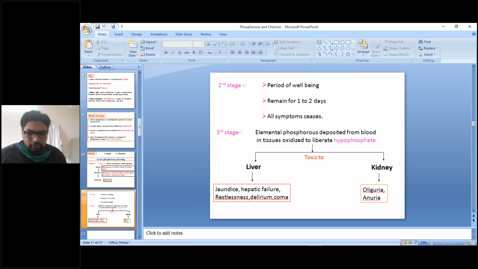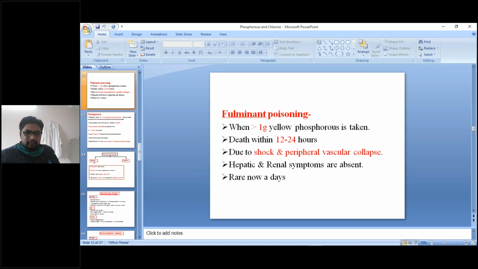Stage 1 has mostly GI symptoms: burning and intense thirst. We have vomiting, which is luminous in the dark, and then we have diarrhea. In stage 2, there is complete well-being and stoppage of symptoms, which lasts about 1 to 2 days. And then in stage 3, there is a release of hypophosphate from the phosphorus, and this hypophosphate is poisonous to the liver and kidney. The liver effects are jaundice, failure, restlessness, delirium, and coma, and the kidney effects are oliguria and anuria. These are all the symptoms of acute phosphorus poisoning.